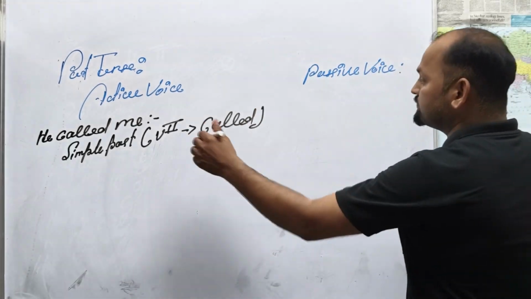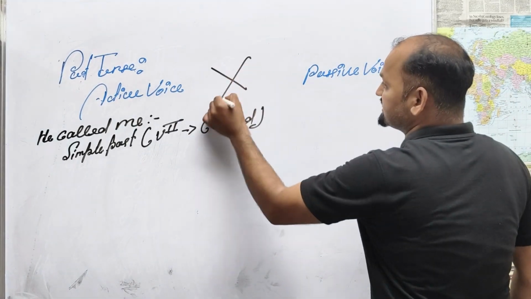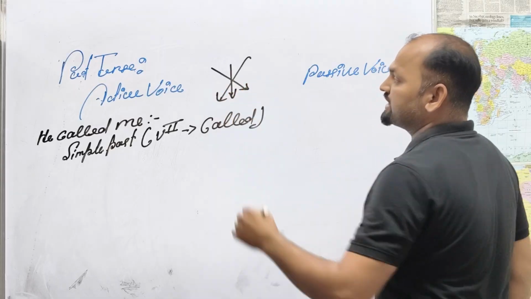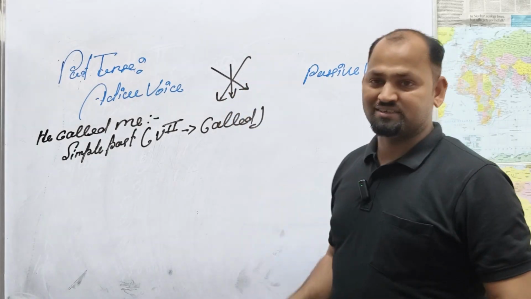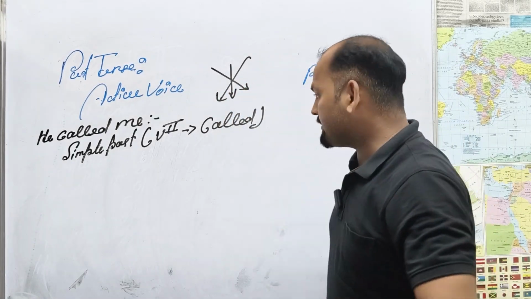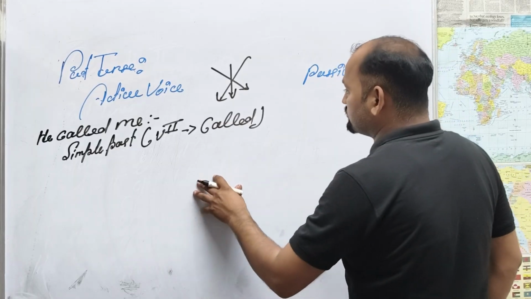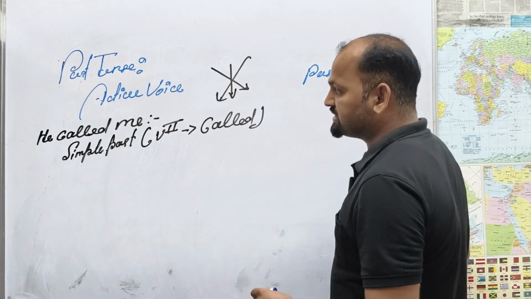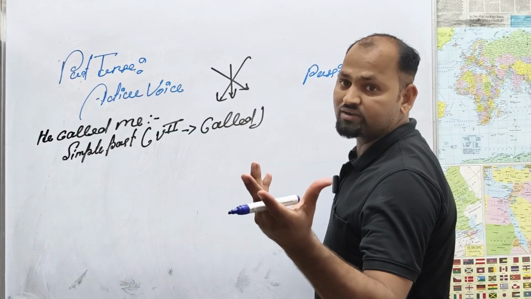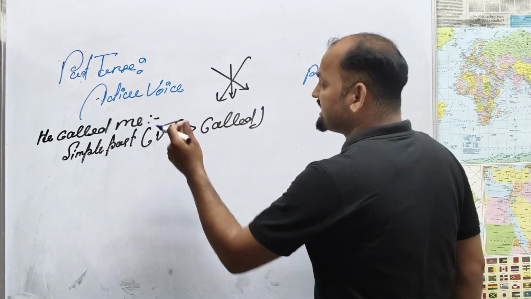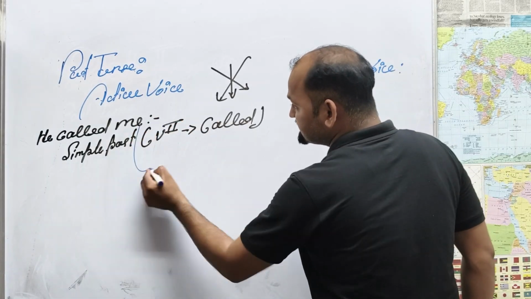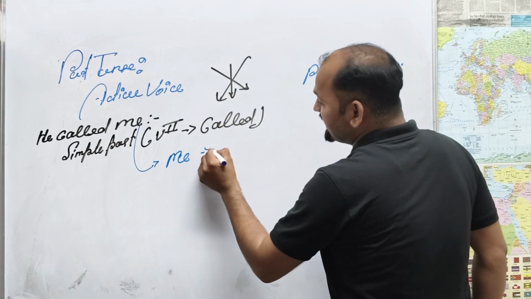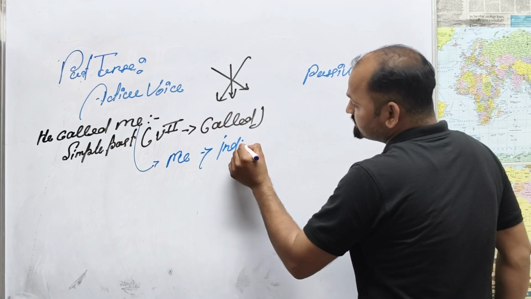Don't forget about what I told you, this arrow. Don't forget about this arrow. This is the key point. Okay. And now look at here, how do we change it into the passive voice? First of all, I told you how to recognize the object. He called. What? There is no answer. It means that there is a me. Me is an indirect object.